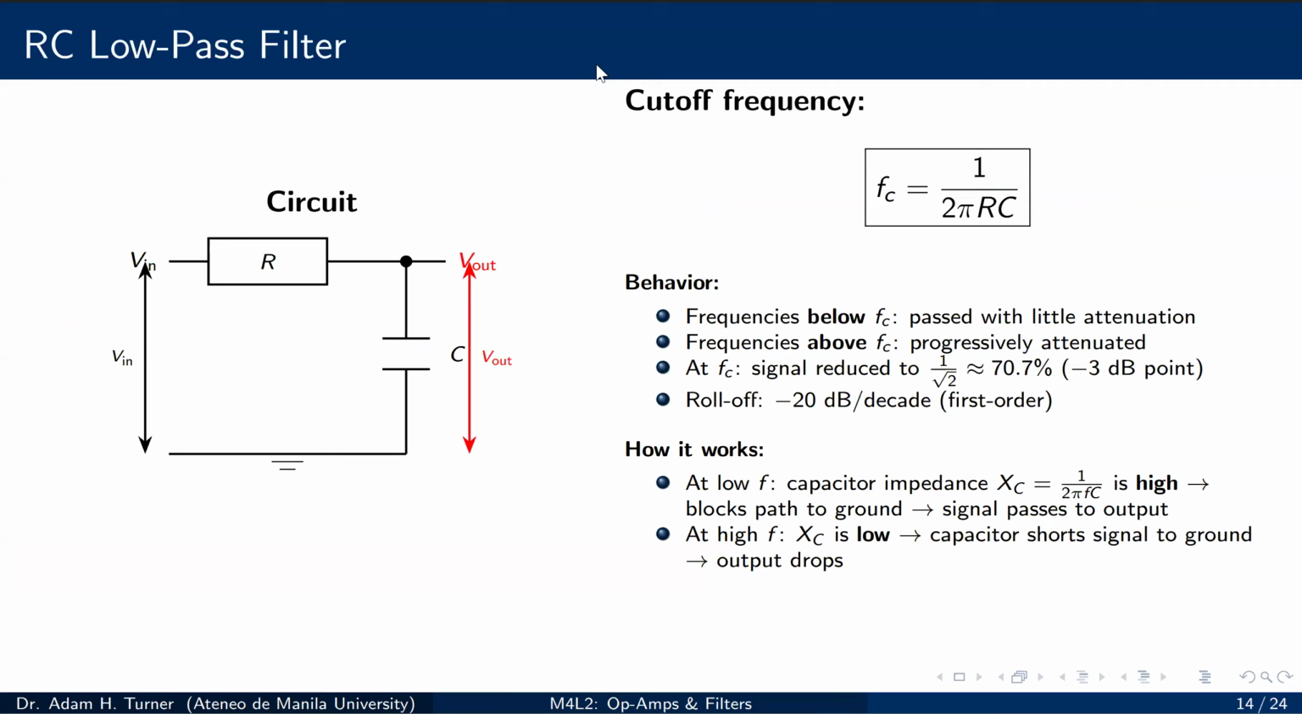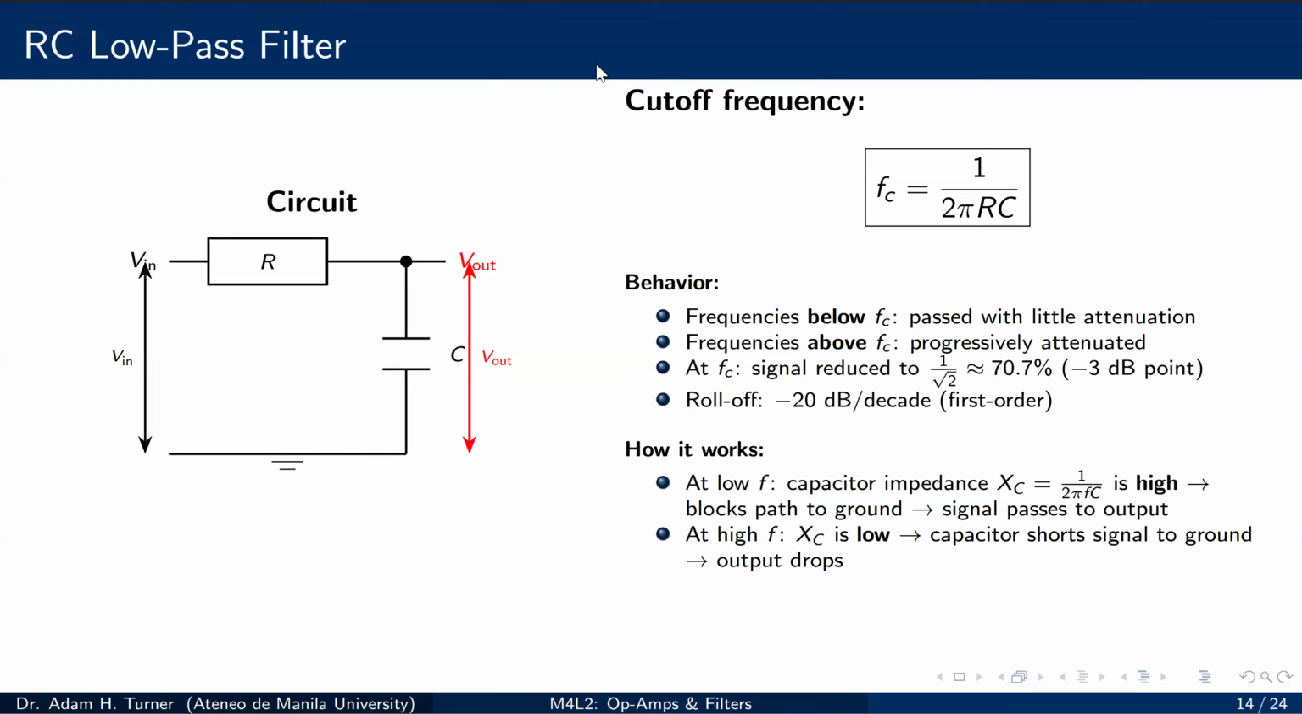Let me explain this in terms of the physics. At low frequencies, the capacitor's impedance is very high. Remember, X sub C equals 1 over 2 pi f C. So when f is small, X sub C is huge. The capacitor looks like an open circuit and the signal passes straight through to the output. At high frequencies, X sub C becomes very small and the capacitor looks like a short circuit to ground. The signal gets shunted to ground before it reaches the output, so high frequencies are attenuated. The transition between passing and blocking happens around Fc.